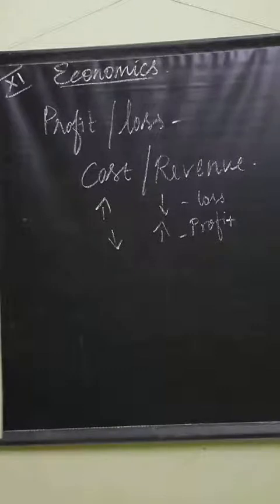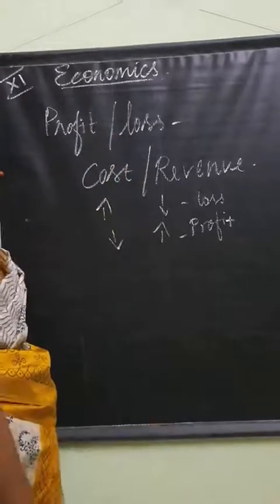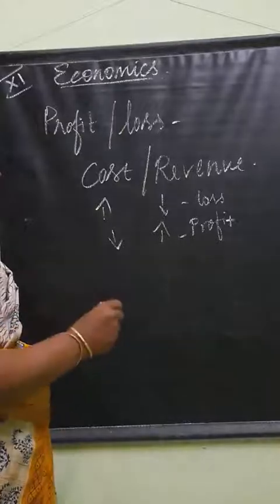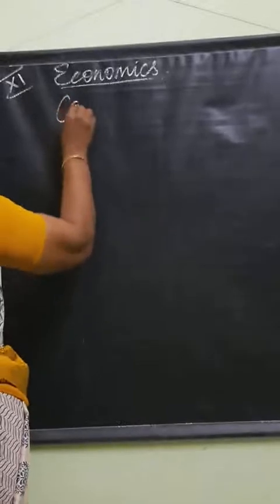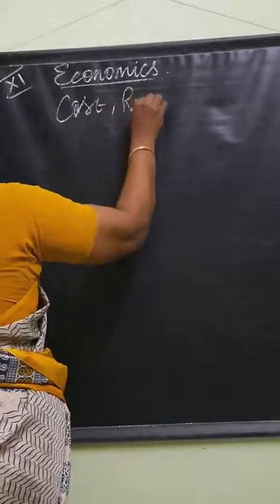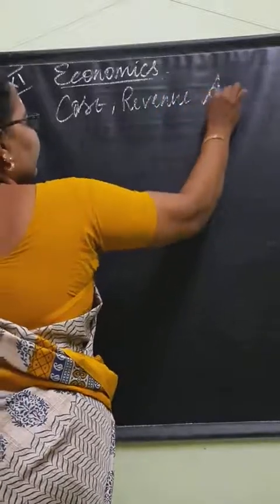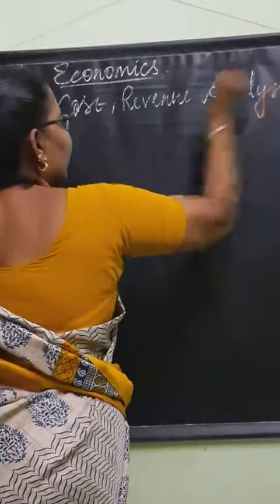So it is very important to decide the behavior of the firm, isn't it? And also its supply behavior in the market. How they are doing their supply, how they are making products, everything we have to analyze. So if you want to determine the profit or loss of a firm, it is needed to study the cost and revenue. So our topic is cost and revenue analysis.